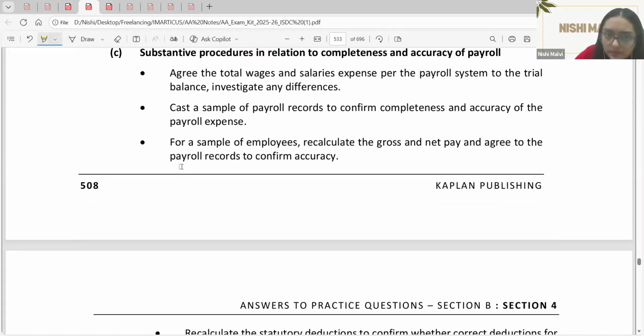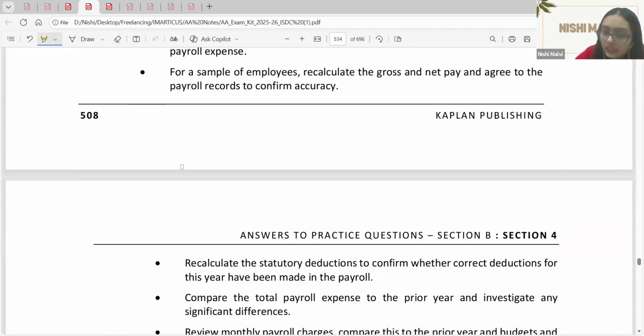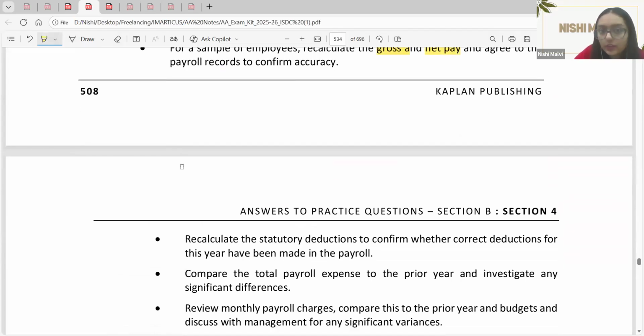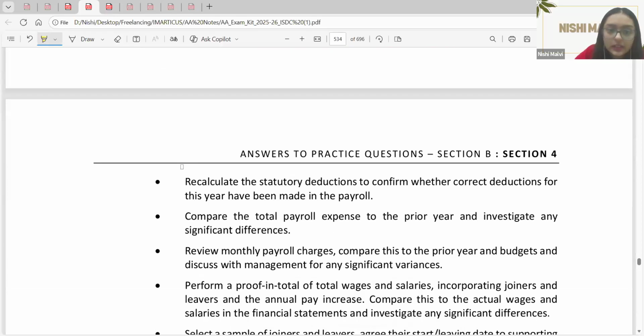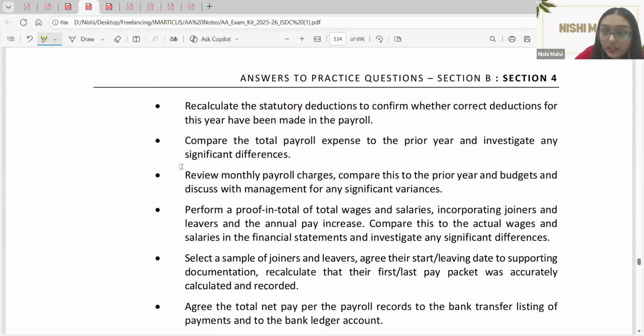Check the total wages and salary as per the payroll system against the trial balance, and investigate the differences. Cast the sample of payroll records and check whether it is completely recorded or not. For a sample of leavers across a sample of employees, recalculate the gross and net pay. Agree the payroll to confirm the accuracy. Check for any statutory deduction, whether it's a correct deduction in the payroll.